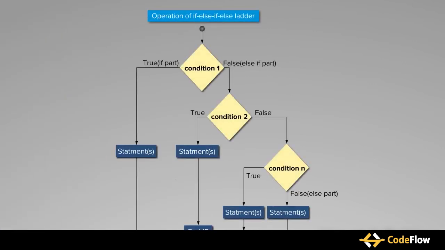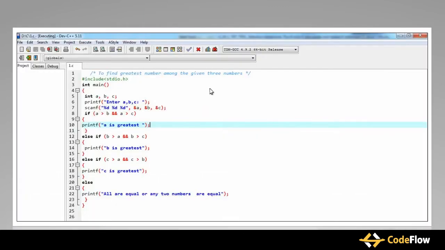We can illustrate the working of if statement with a figure like this. It is clear from the figure that if statements are executed in sequential order in an if else ladder. Here's a sample code to understand how if else statement works. This code finds the greatest number among the given three numbers.